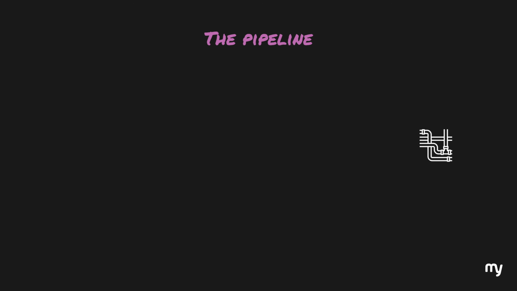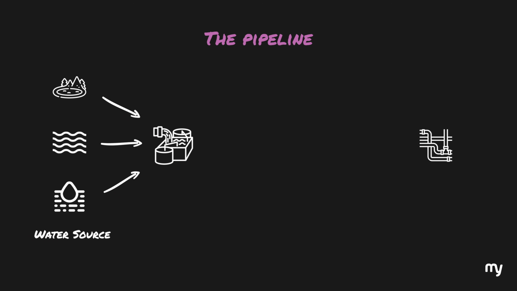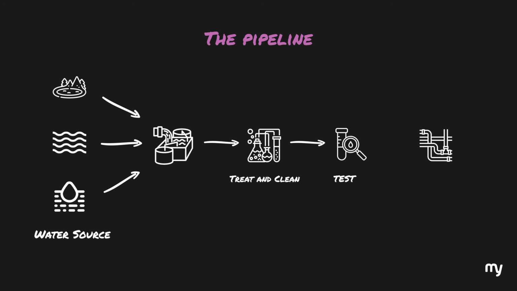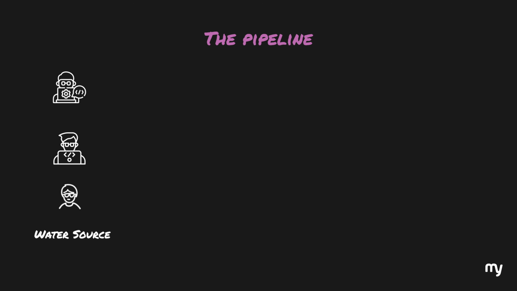When you think of a pipeline, a water pipeline might come to mind. A city typically has a water treatment plant that sources water from various places like lakes, rivers, and groundwater. The plant treats and cleans up the water, conducts tests to ensure that the water is drinkable, and then distributes it throughout the city. A deployment pipeline is not that different. Developers work on their code, they push it to a Git repository, and when the code is merged to the main branch, the pipeline execution starts.